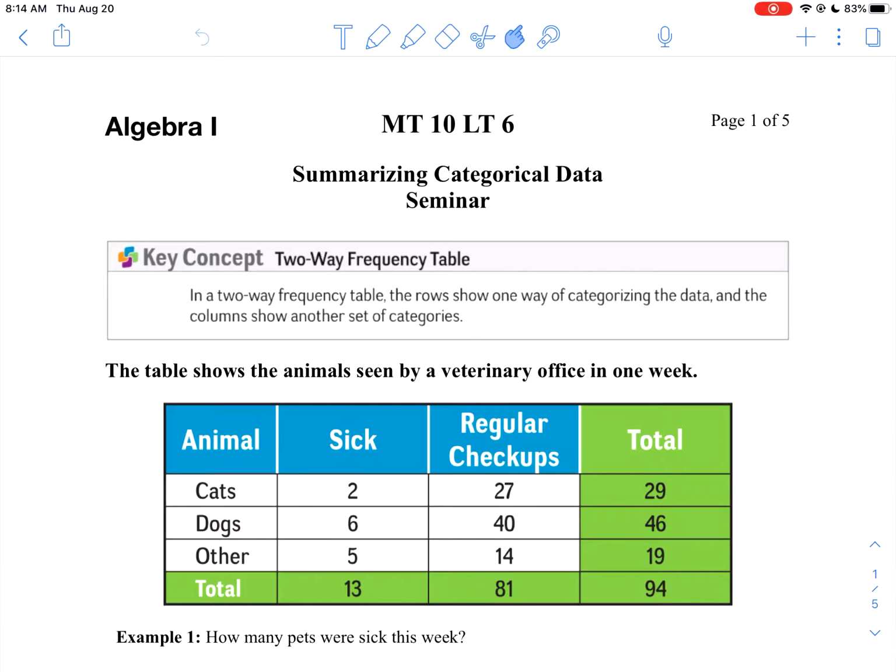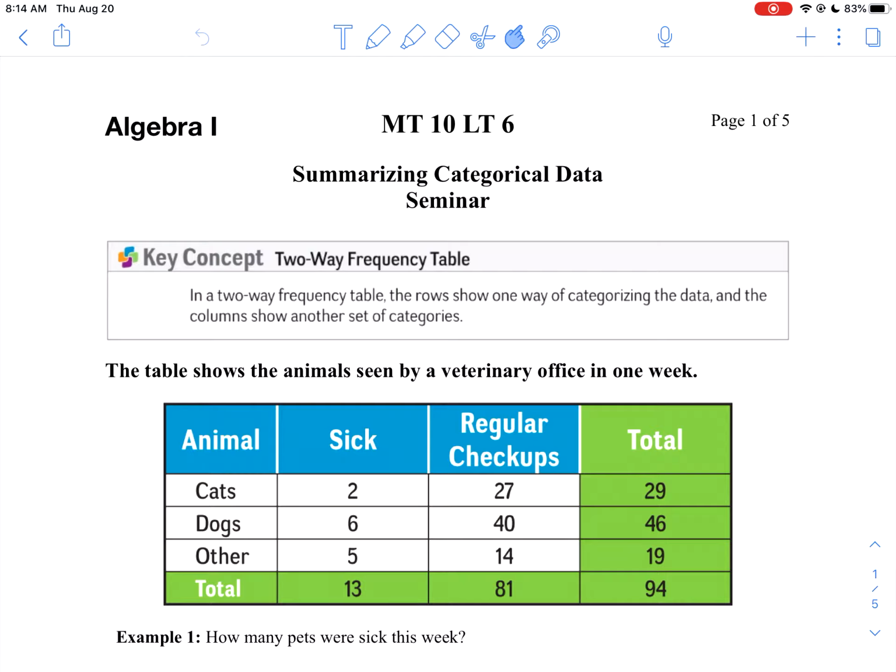Hello. In this lesson, I want you to summarize data in two-way frequency tables and two-way relative frequency tables. Some vocabulary you're going to come across are two-way frequency tables, relative frequency, two-way relative frequency table, marginal frequency, joint frequency, conditional relative frequency, and association. So you've got a lot of vocabulary going on in this lesson.